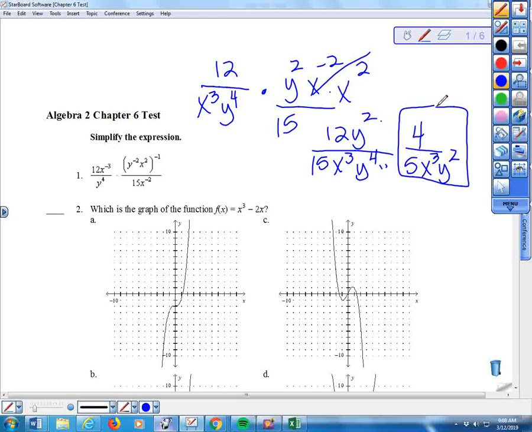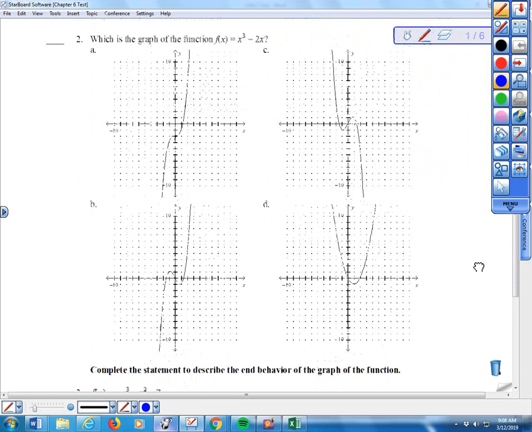Just kind of have to take it one little step at a time. I don't know how you got negative 3. But everything else was right. 3 goes into both of them. It's true. All right, number 2.